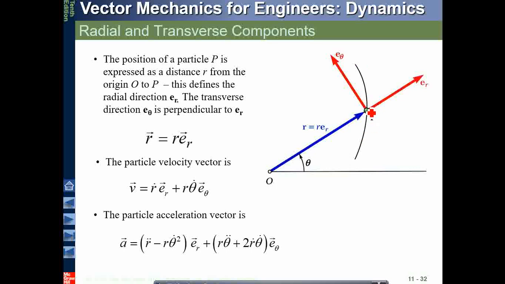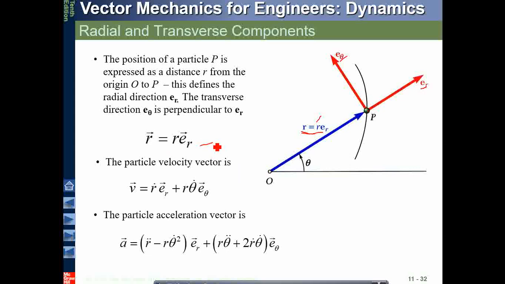So the point P is being tracked from this origin, at an angle of theta. The vector is r = r er. So r is the magnitude of this, and er is the unit vector along this. Perpendicular to this, you have e theta. So any movement here will be changing the theta and also changing the r. These are the cylindrical coordinates.